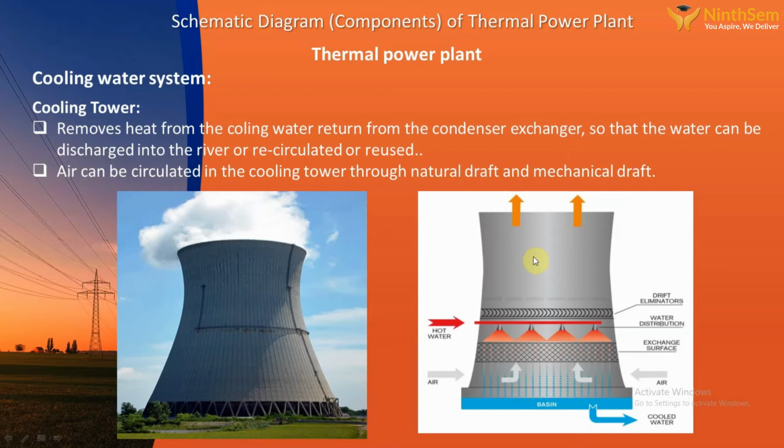The air for cooling can be supplied by natural draft or mechanical draft. Mechanical draft means some sort of fan will be there to supply the air or suck the air, and natural means no fan will be there. So this is the basic idea about the cooling tower.